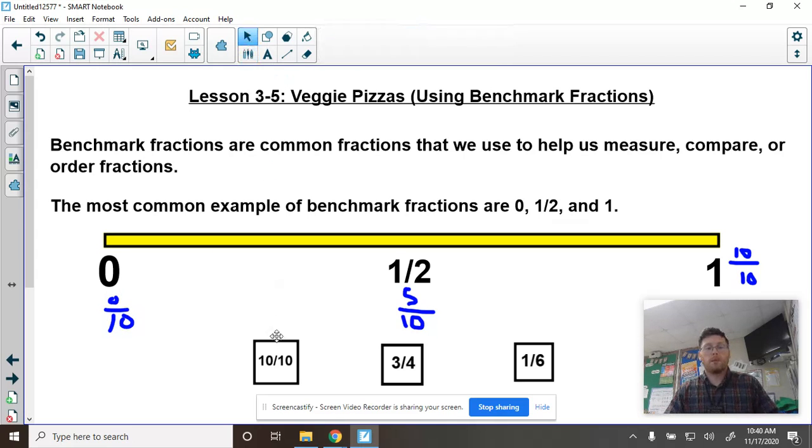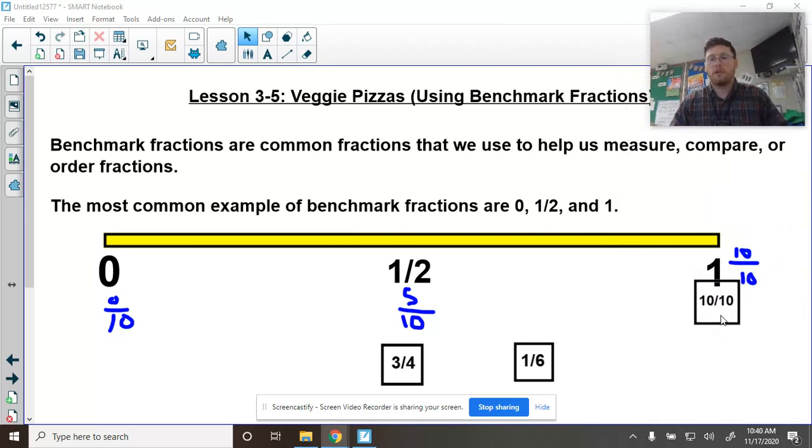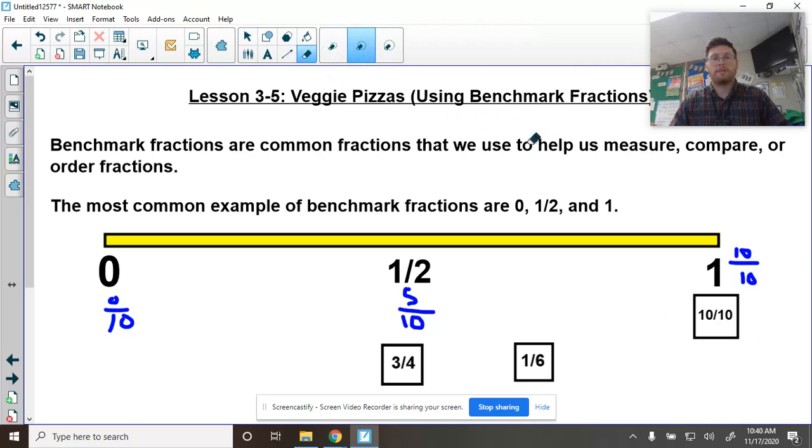Now, where would 10 tenths go? Well, if I ate 10 pieces out of 10 whole pieces, it's going to go over here to my 1 whole. Let me move my camera. Perfect. So 1 whole is where it's going to go. So it's going to go right here, in this spot. Take my eraser, erase what I drew here, erase what I drew here, and I am done with that one.